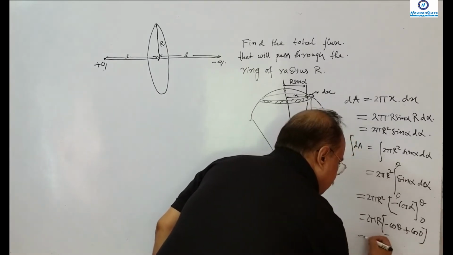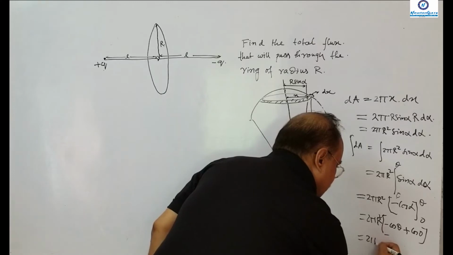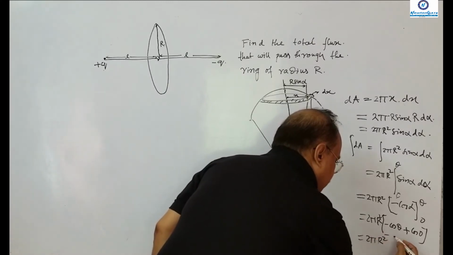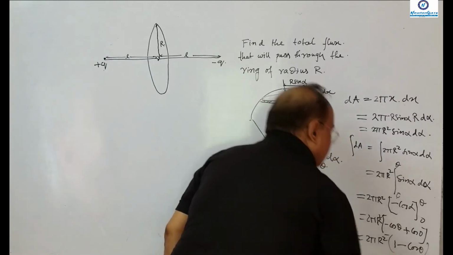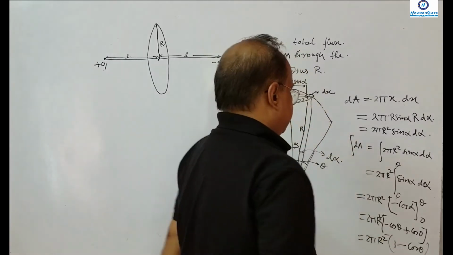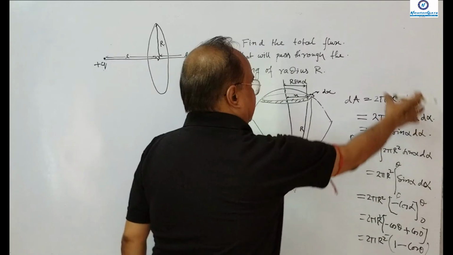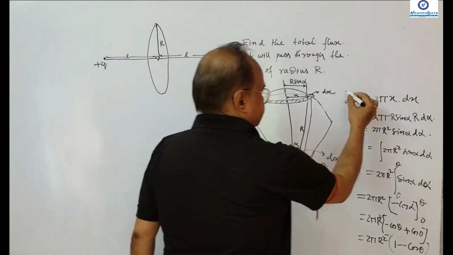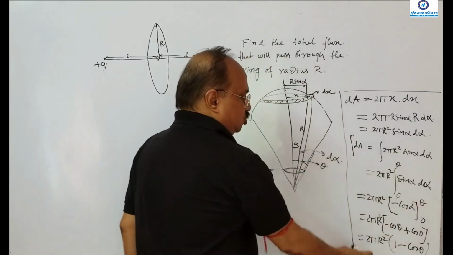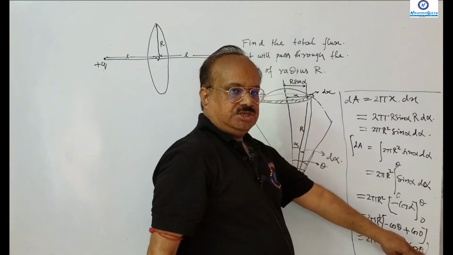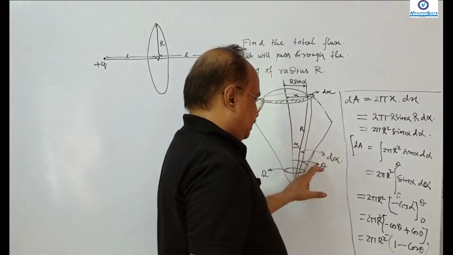That means it will become 2 pi r square into 1 minus cos theta. Let us take it here. This one, let us take it here. So I have got the area as 2 pi r square into 1 minus cos theta, on the basis of the flat angle theta.